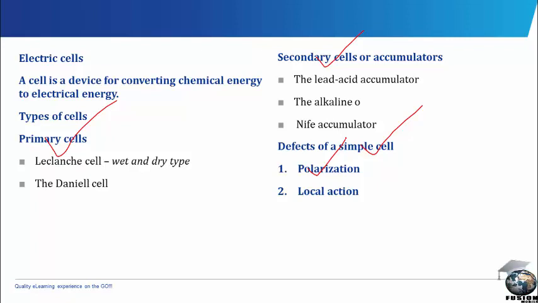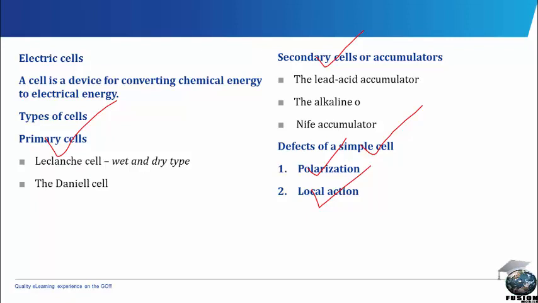The second problem of a simple cell is the local action. This is due to impurities in the zinc plate, which results in the wearing away of the electrode. These impurities, which can be iron or even carbon, set up tiny cells around the zinc surface, producing bubbles of hydrogen. Zinc plate is being dissolved and washed.